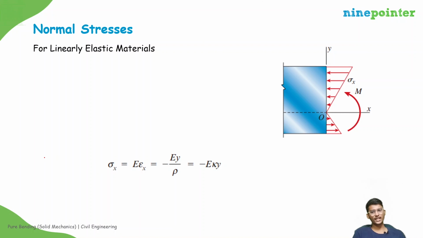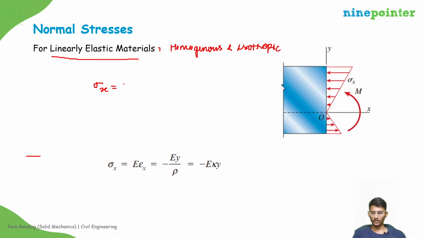See, for linearly elastic, homogeneous and isotropic materials, the stress strain relationship will be sigma x is equal to E into epsilon x. Do you agree? Right? We already derived epsilon x, that is minus kappa into y. So sigma x will be equal to minus E into kappa into y. Again, don't bother about the signs, just go with the intuition. So mod sigma x will be equal to mod E into kappa into y.